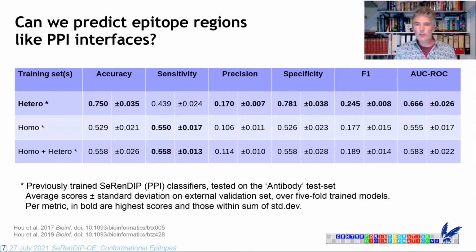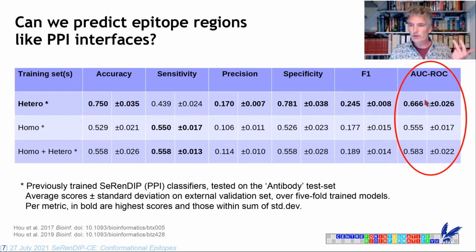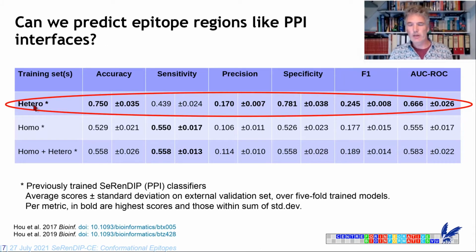Now, the first thing we tried is to just take our previously trained generic SeRenDIP PPI protein classifiers, and we had 3 flavors: one trained on heteromeric interactions, one trained on homomeric interactions, and one combined. Here we've tested them on the antibody test set. There are a lot of numbers here. You can focus on the last column, the area under the curve of the ROC plot, where you can clearly see that the heteromeric trained generic PPI predictor is best able to identify the epitope regions.